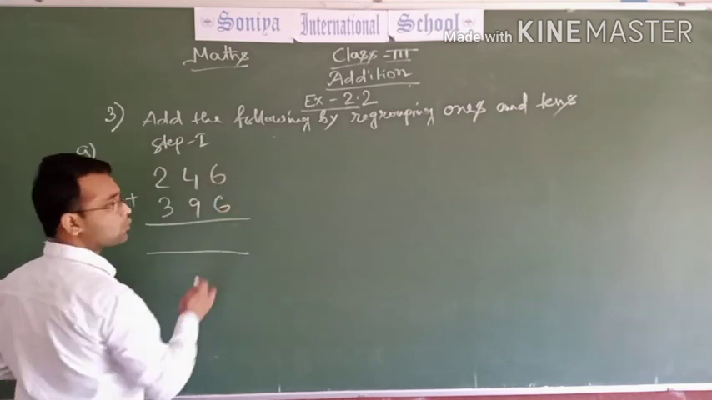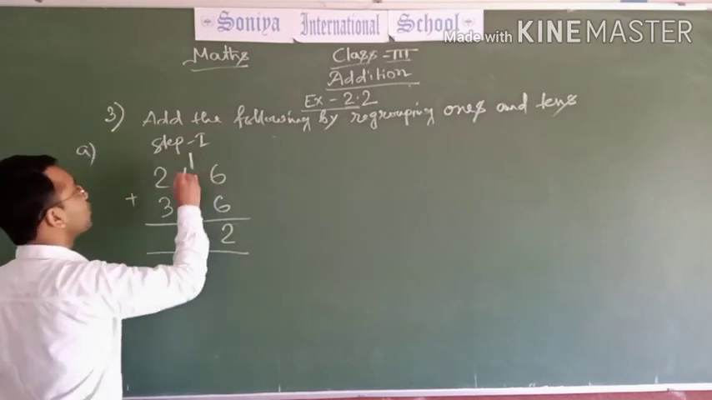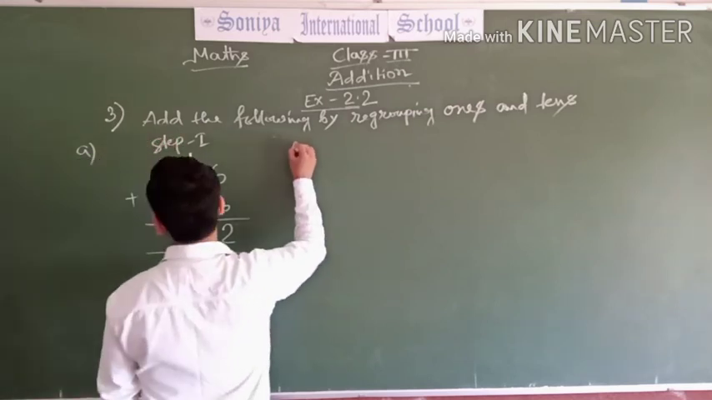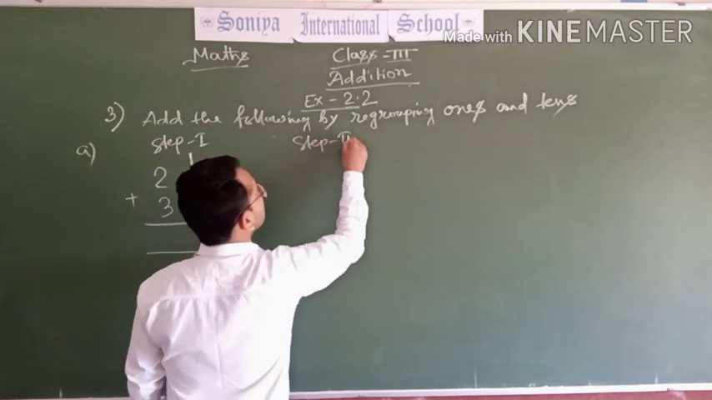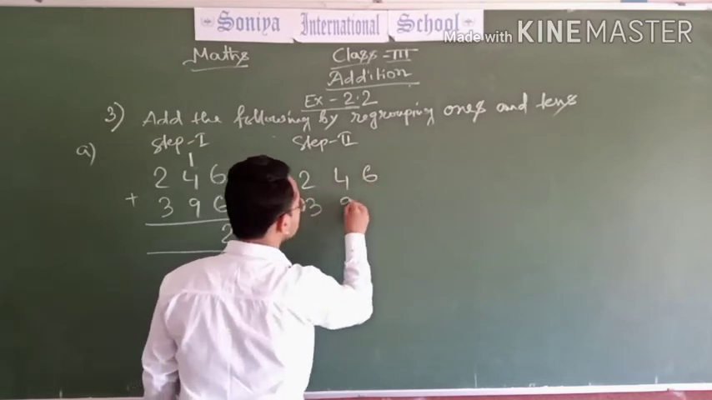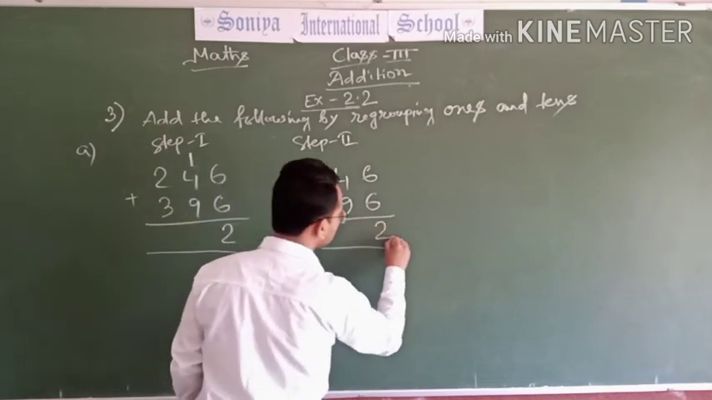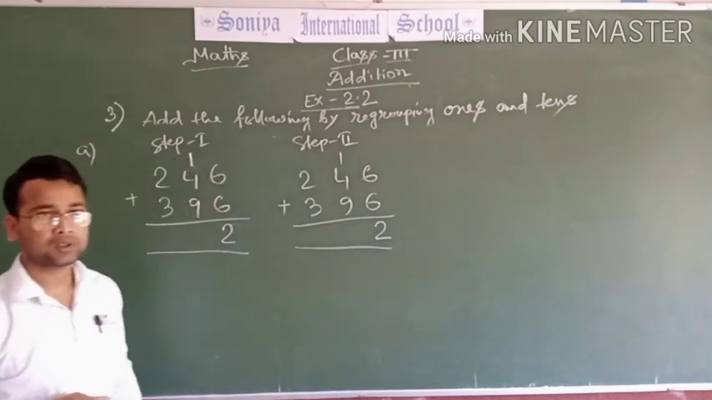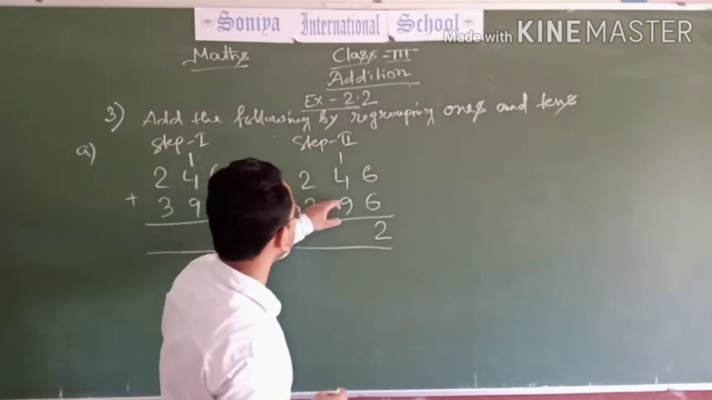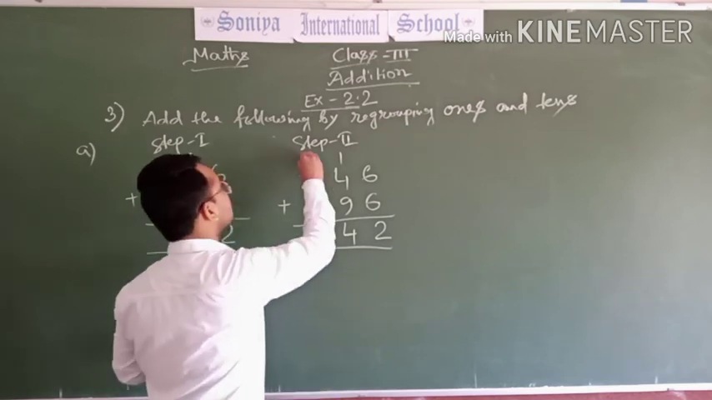In step 1, add the ones places. 6 and 6 is equal to 12, write 2 and carry forward the one. Okay. Now step 2, 246 and 396. We got from step 1 here 2 and there 1. In step 2, add all the tens place numbers. 4 and 1, 5, 5 and 9, 14. 14, write here 4 and carry forward this one.